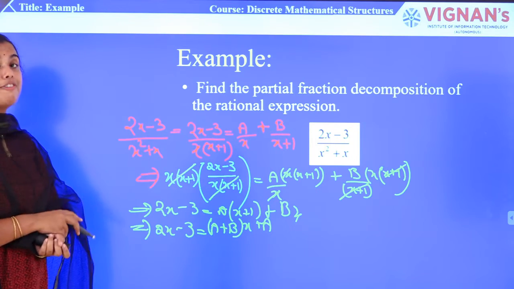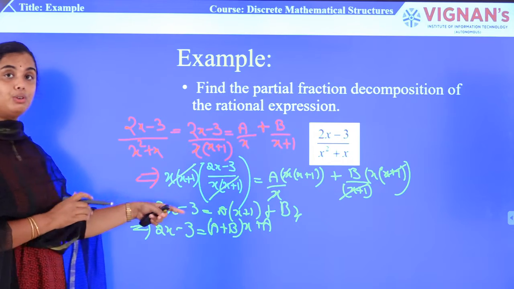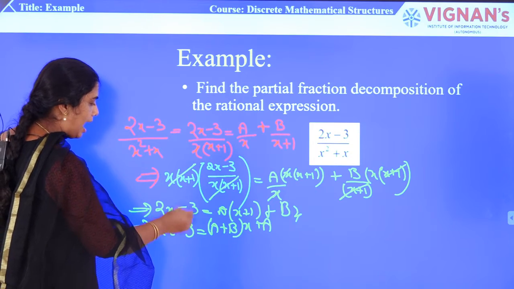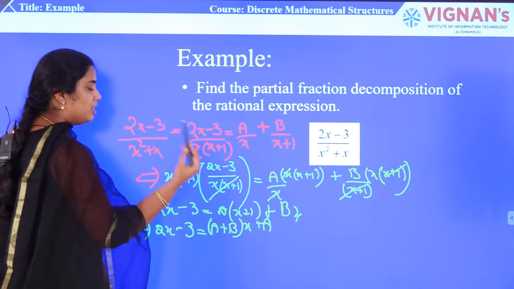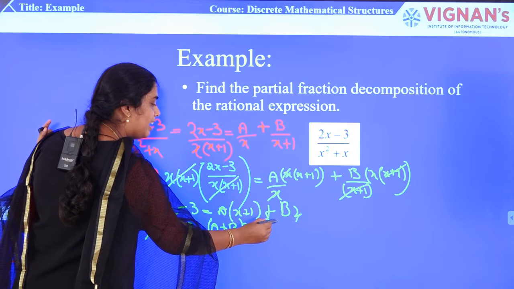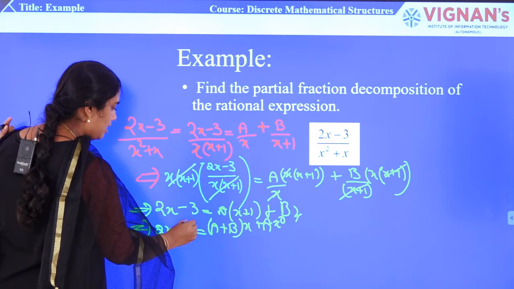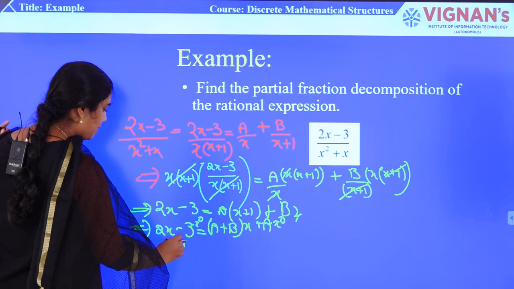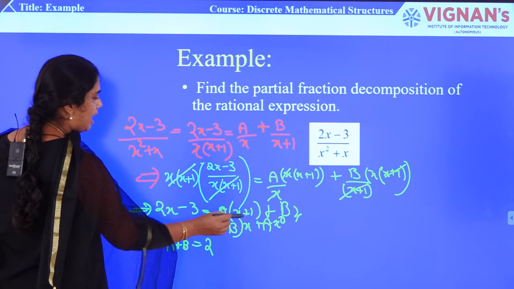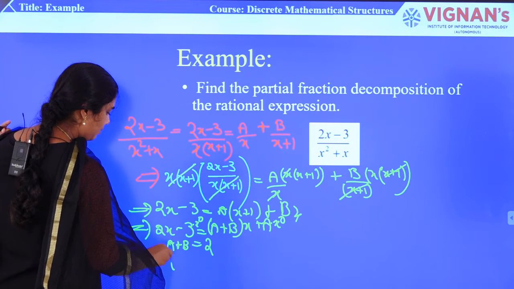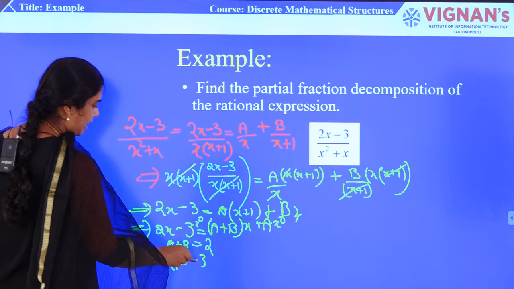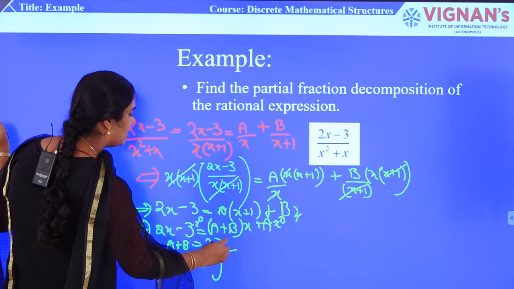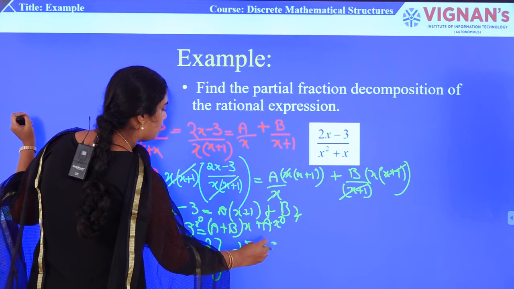And according to the final step of the method of decomposition, I need to equate the coefficients. That means I will equate the coefficient of x and the coefficient of x power 0. What is x power 0? Where nothing is there, it is nothing but x power 0. So I will equate 2 with A plus B, so A plus B will be 2, and A will be equal to minus 3. As A is equal to minus 3 and A plus B is equal to 2, if you solve these both equations, you will be getting B is equal to 5.